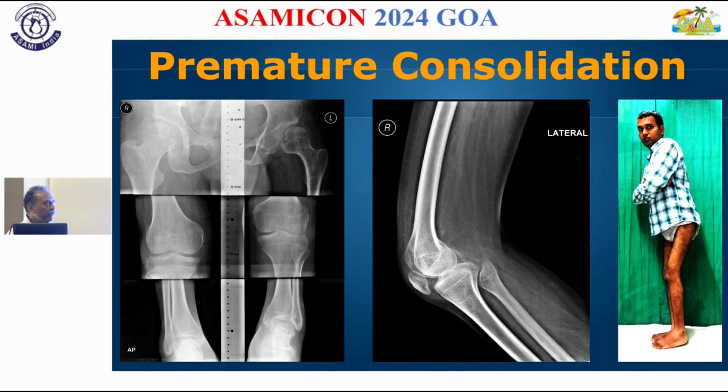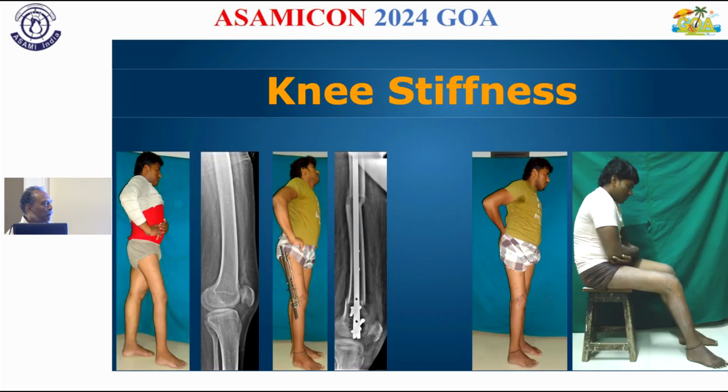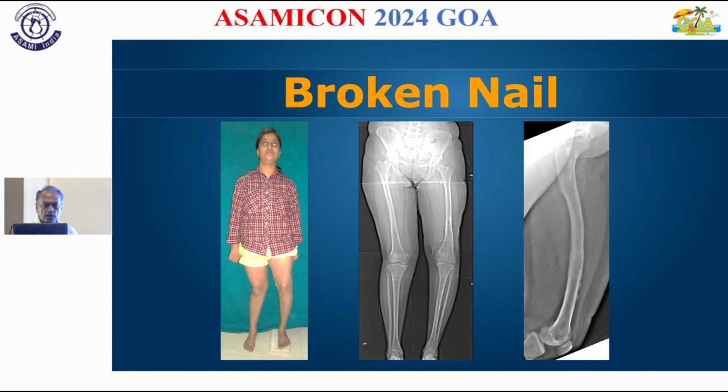We've had some complications like premature consolidation and also undercorrection, for which you are best off using the fixator. Knee stiffness in this patient, where the nail was a little longer in the earliest series, he needed a quadricepsplasty to achieve full correction of his deformity.